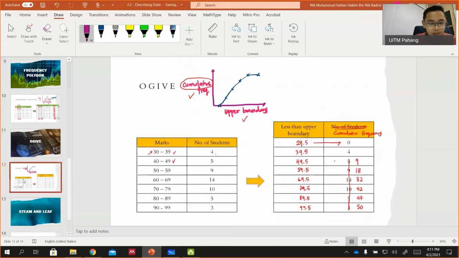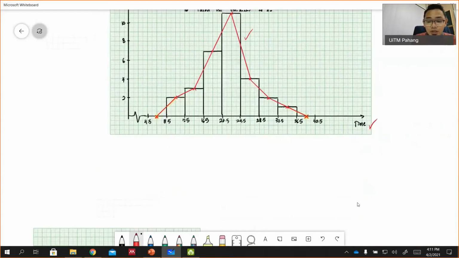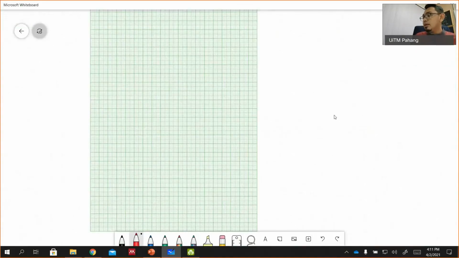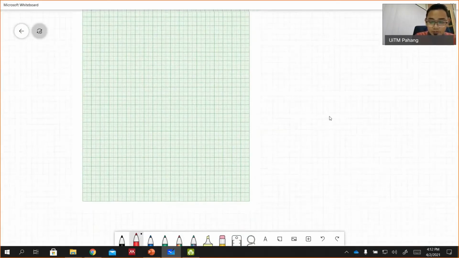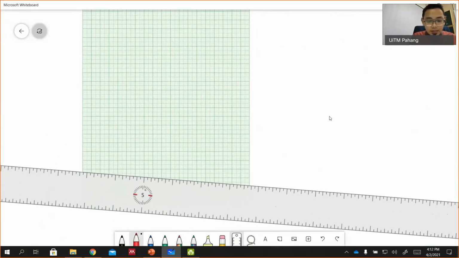So, ogive. Please take note that we want to use the upper boundary and also the cumulative frequency. But on your ogive, you don't write that cumulative frequency and upper boundaries. We still write the marks and number of students. Usually we have to put our graph paper vertically.